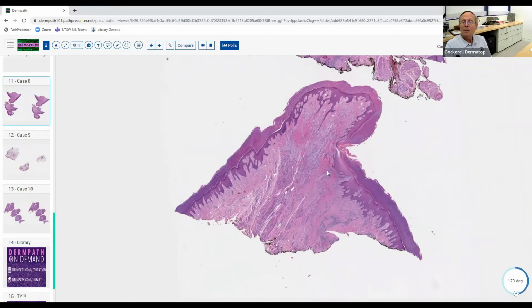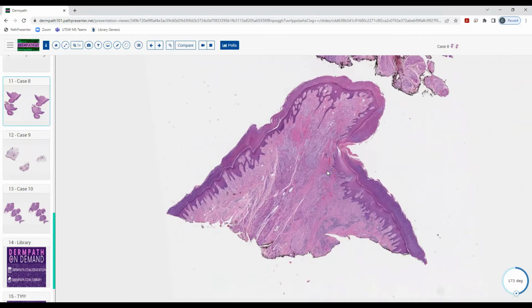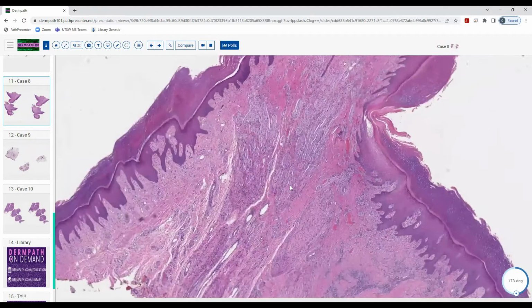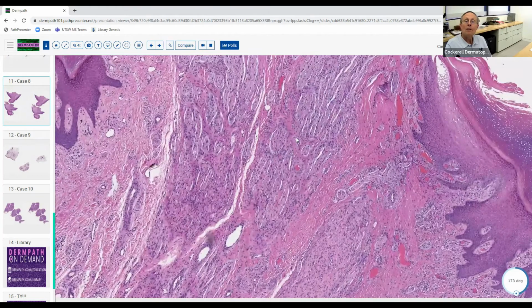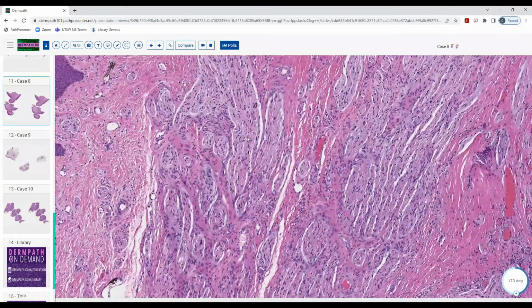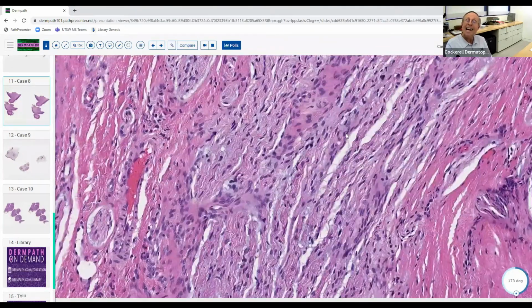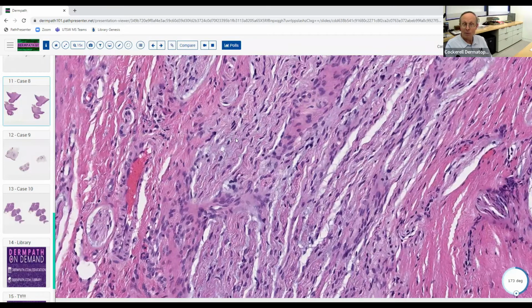Okay. So do you think it's epithelial? Do you think it's a neoplasm or an inflammatory process? Neoplasm. Yeah, neoplasm. Benign or malignant? Benign. Good. Epithelial or non-epithelial? I was thinking non-epithelial. Good. Non-epithelial. Any idea what kind of non-epithelial differentiation we're looking at here?